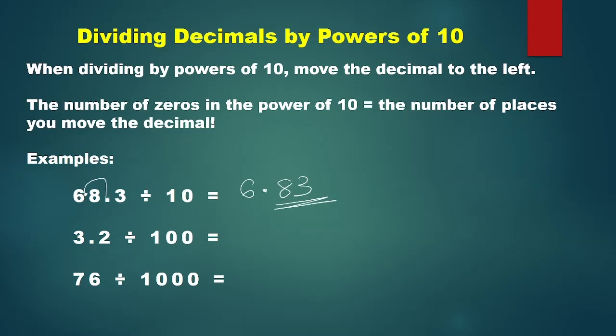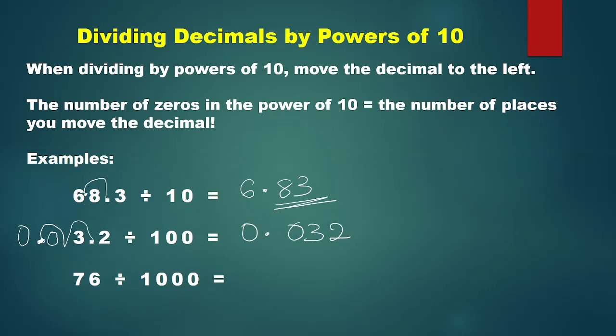The second one, 3.2 divided by 100. I'm simply going to move my point 2 places to the left. 1, 2. So this is my point. There's no number here, so I'll put a 0. And there must always be a whole number before the point. But because there is none, I'll put a 0. So my answer becomes 0.032. Let's take the third example.